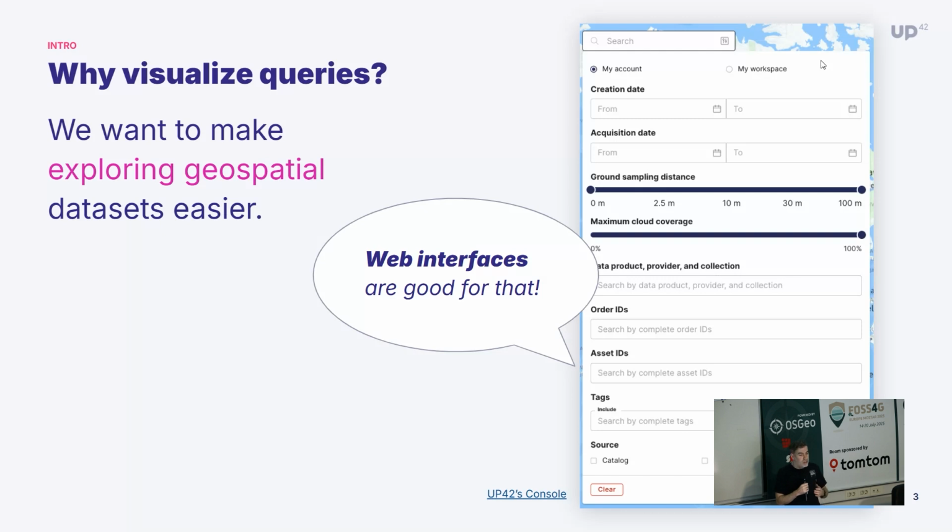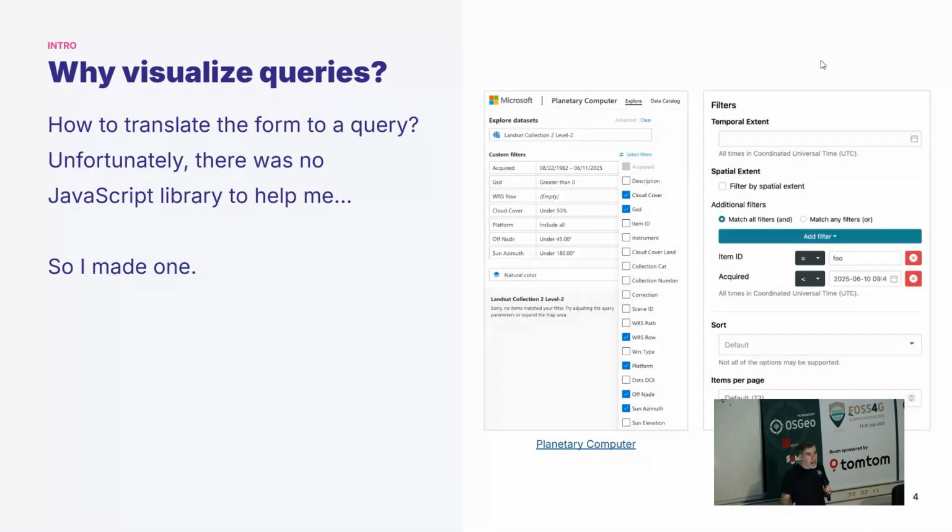But when we started to build this, I checked to see how other people have done this before, because this should be something solved. This is a form on the web. It's not very difficult. And yeah, some other people have solved this. This is a planetary computer form, also looks very common, the STAC browser. But there was no JavaScript library to convert the form data into something that can go to the server. So I had to make one.